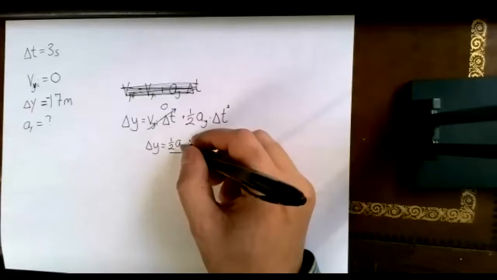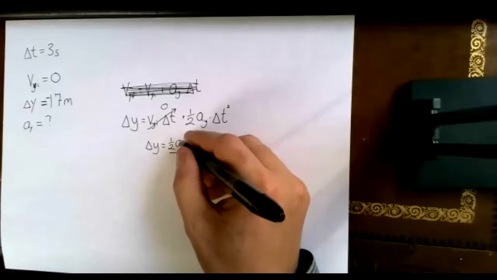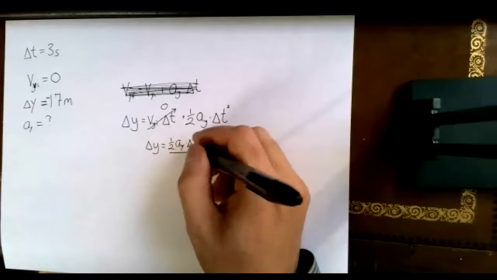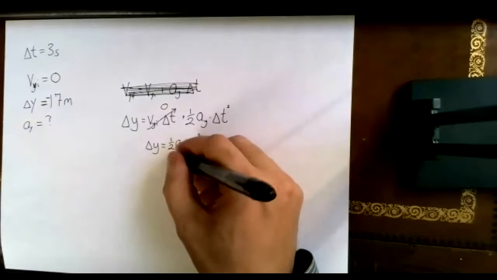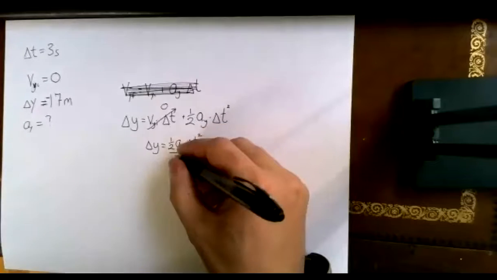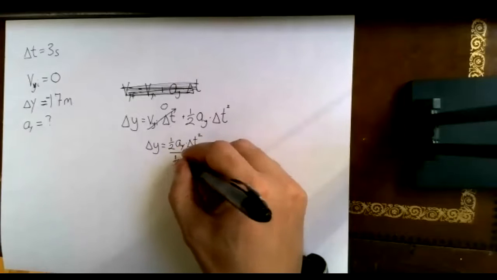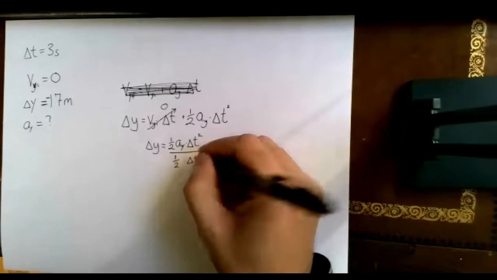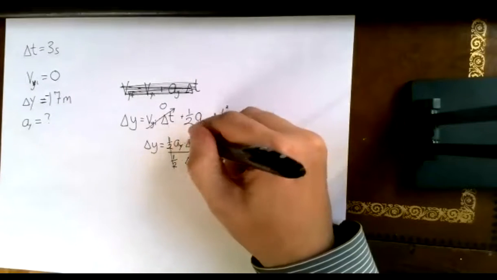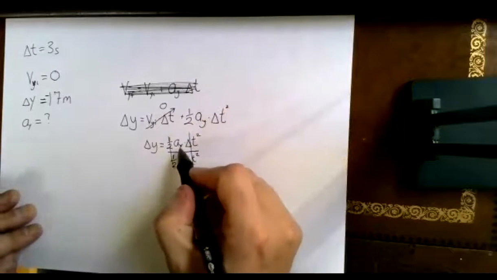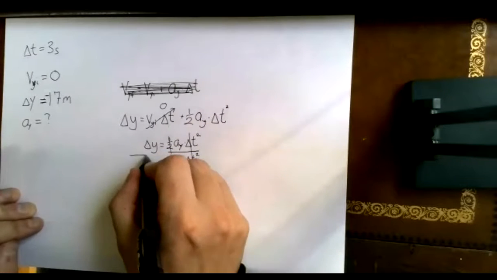Divide. Yeah, what do I divide? Think everything, or just about everything, right? But if I divide everything, then I won't have the acceleration on this side anymore. Right? I want to divide by everything except for acceleration, right? So if I divide by 1/2 and by delta t squared, the 1/2s cancel, the delta t squareds cancel, and I only have acceleration on this side, and that's what I want.